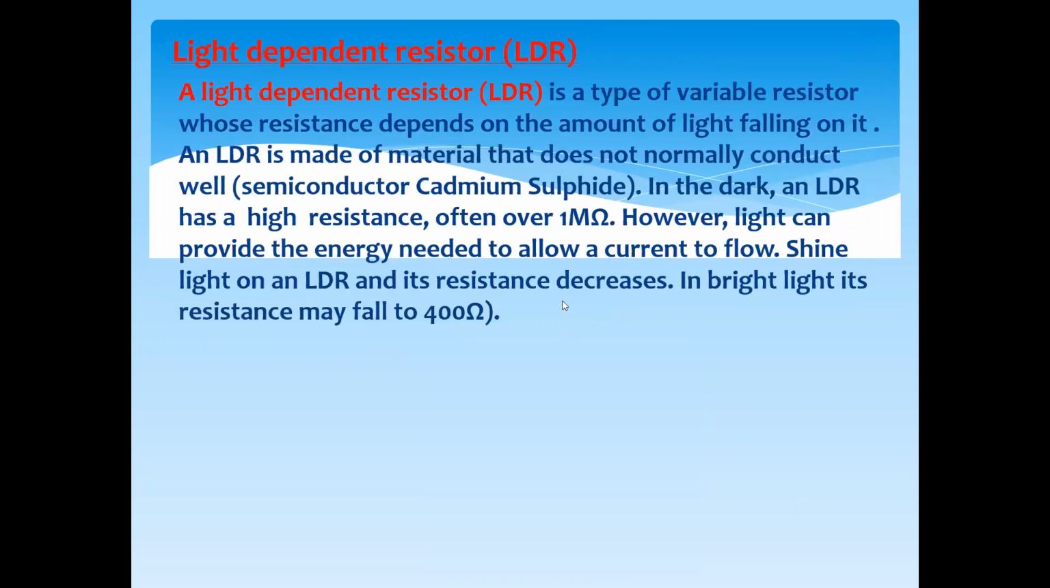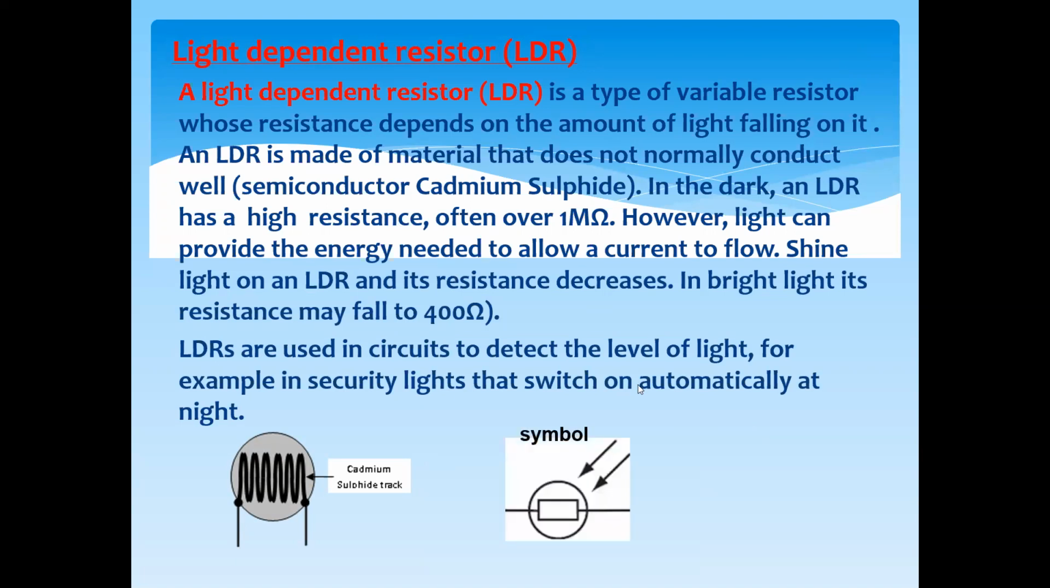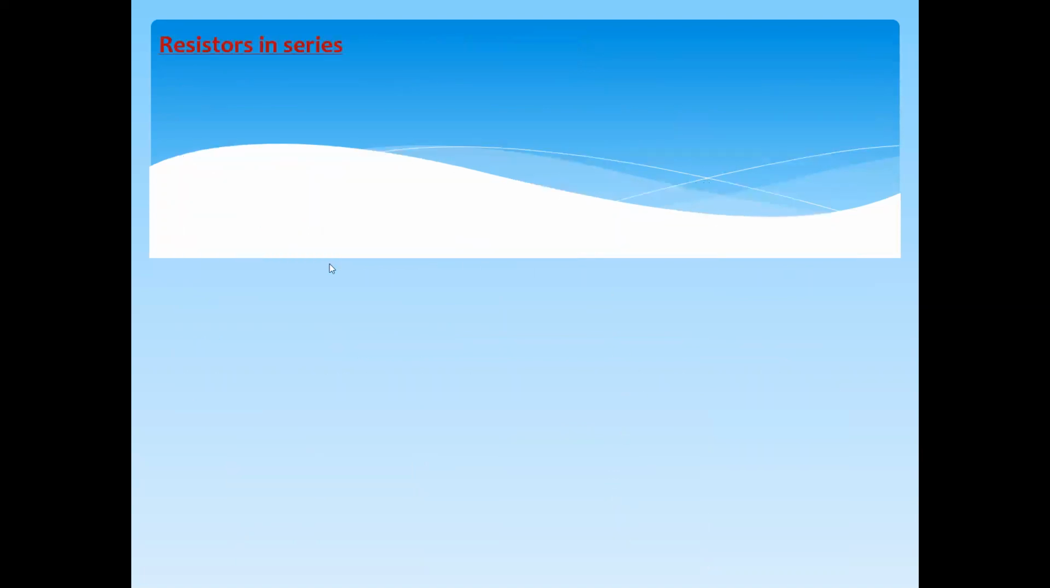So what we have is a light dependent resistor. It is also a semiconductor, so its resistance changes with light. An increase in light intensity produces more charge carriers, which reduces its resistance, and the opposite will happen. So we can use this in light sensing circuits. This is the circuit symbol for an LDR, light dependent resistor.